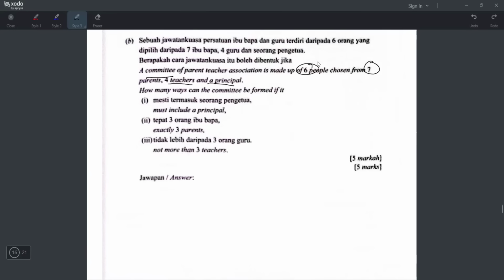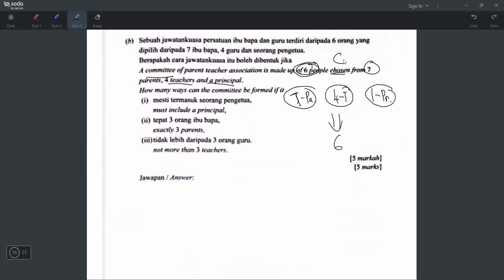So what I will do is, the option I have is 7 parents, so I'll just write 7 PA, parents, and circle it. 4 teachers, circle it like that. And then 1 principal, so I'll have 1 PR, principal, and circle. But I will draw an arrow and write 6 because I only want to choose 6 people. So later I'll use combination C, because you choose.